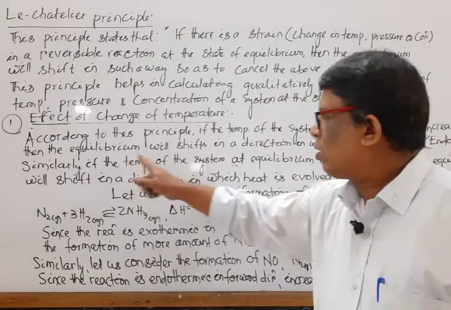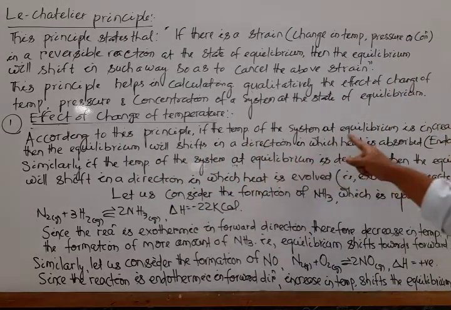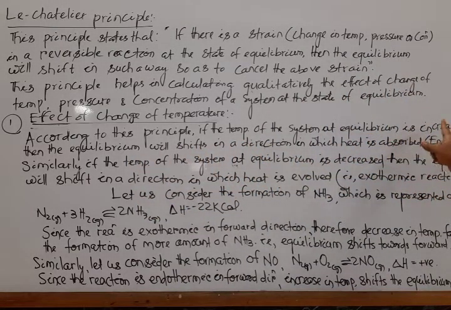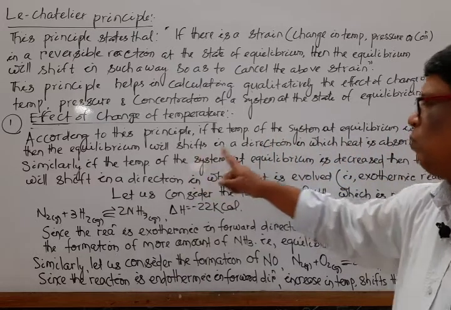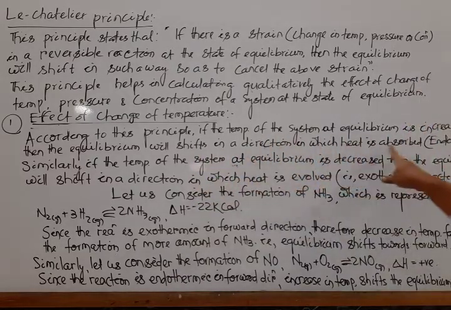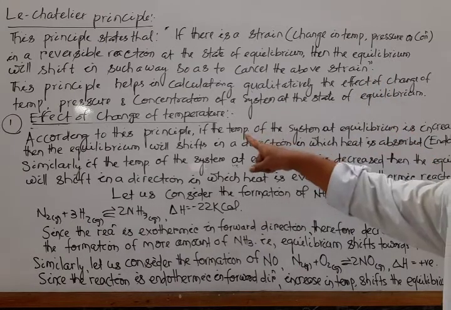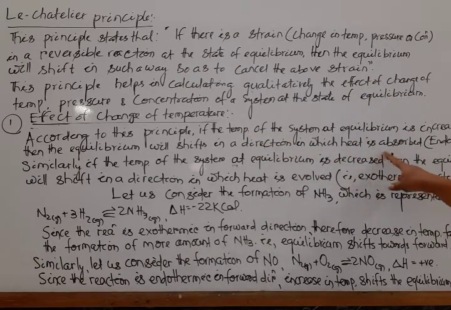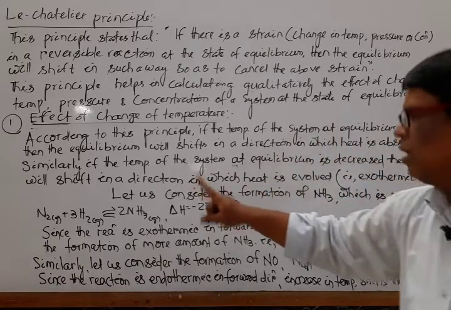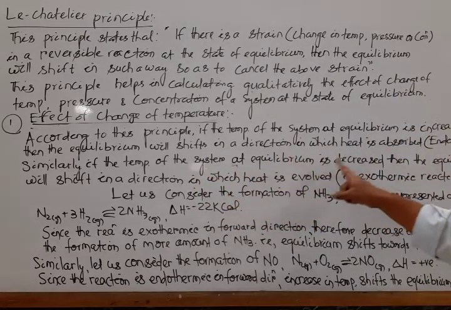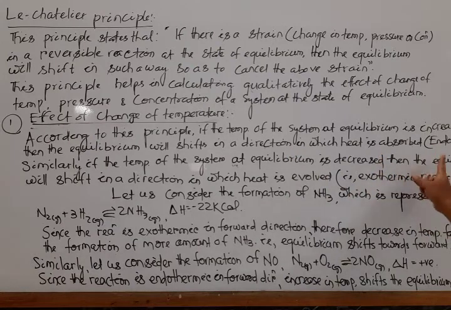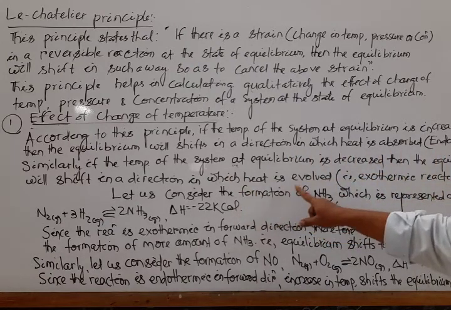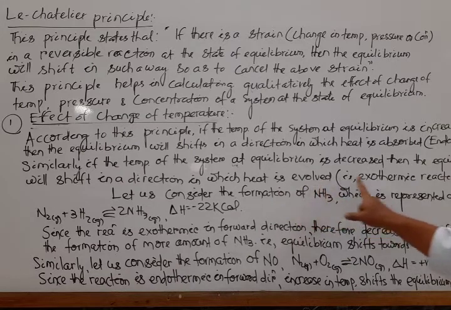Mark that. According to this principle, if the temperature of the system at equilibrium is increased, then the equilibrium will shift in a direction in which heat is absorbed. If temperature increases, the equilibrium shifts to the direction in which heat is absorbed, meaning endothermic nature. Similarly, if the temperature of the system at equilibrium is decreased, then the equilibrium shifts in a direction in which heat is evolved, that is exothermic in nature.